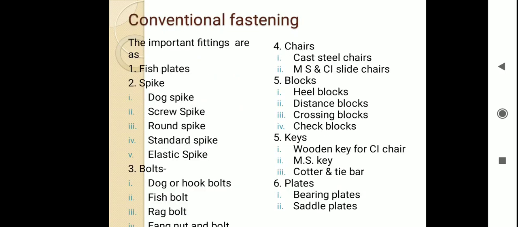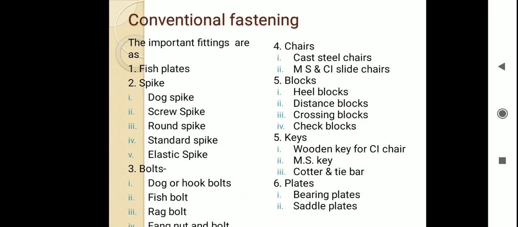There are n number of fastenings available. From these, the important fittings are: first one is the fish plates, second one is the spike. Spikes are of different types. It may be dog spike, screw spike, round spike, standard spike or elastic spike. Next important fitting is the bolts. Bolts are of different types. First one is the dog or hook bolt, second one is the fish bolt, third one is the rag bolt, fourth one is the fang bolt and nut.